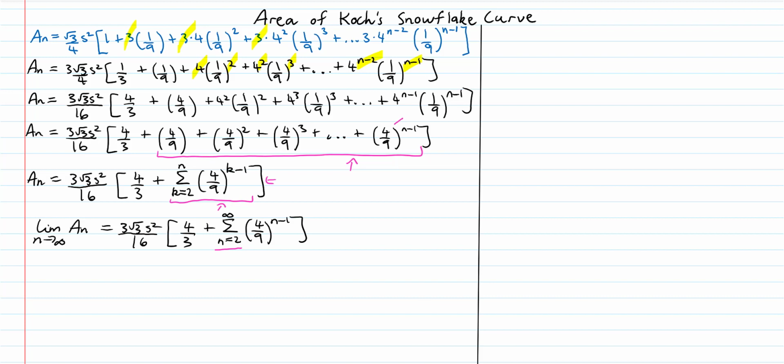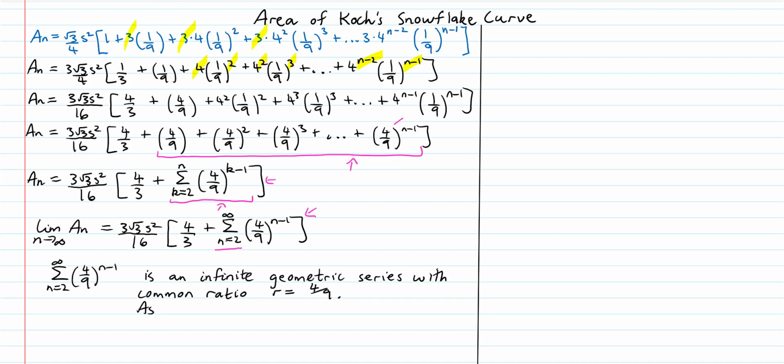So the only difference is in this summation here, we're going to have an infinite number of terms. So we can recognize this term here, which was the sum going from n equals 2 to infinity of 4 over 9 to the power of n minus 1, is an infinite geometric series with common ratio r equals 4 over 9. Now, the absolute value of r is just 4 over 9 because r is positive, which is less than 1. We can find the sum of this infinite geometric series.